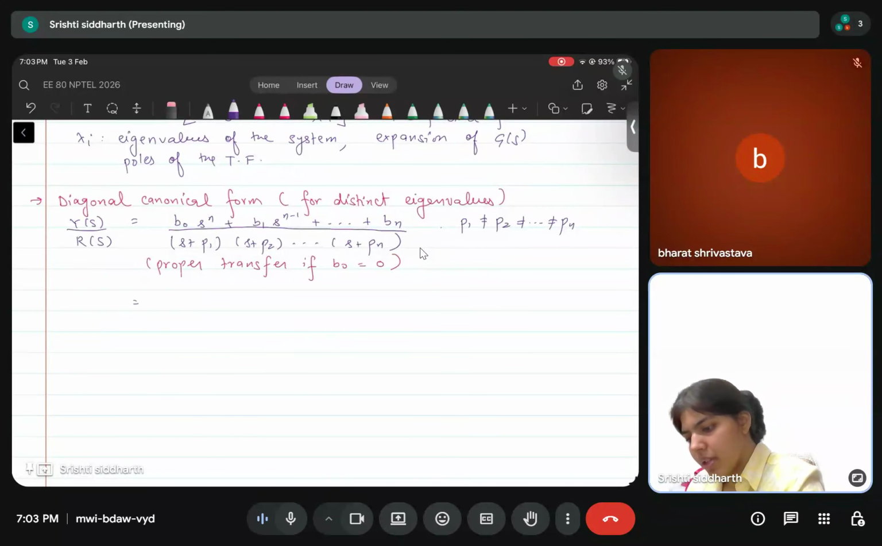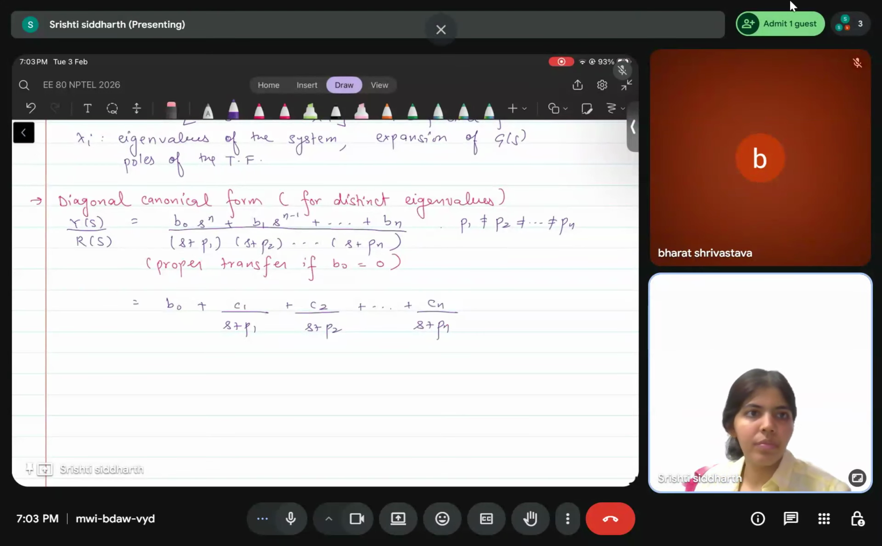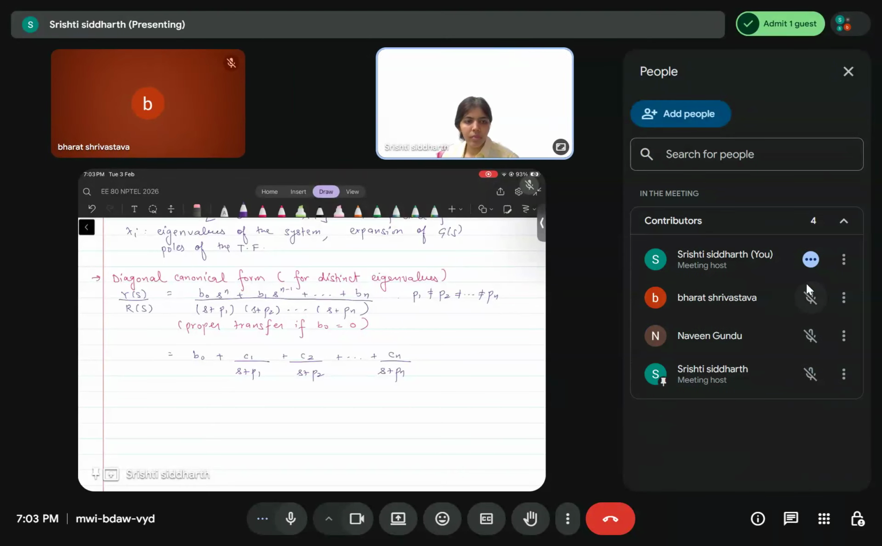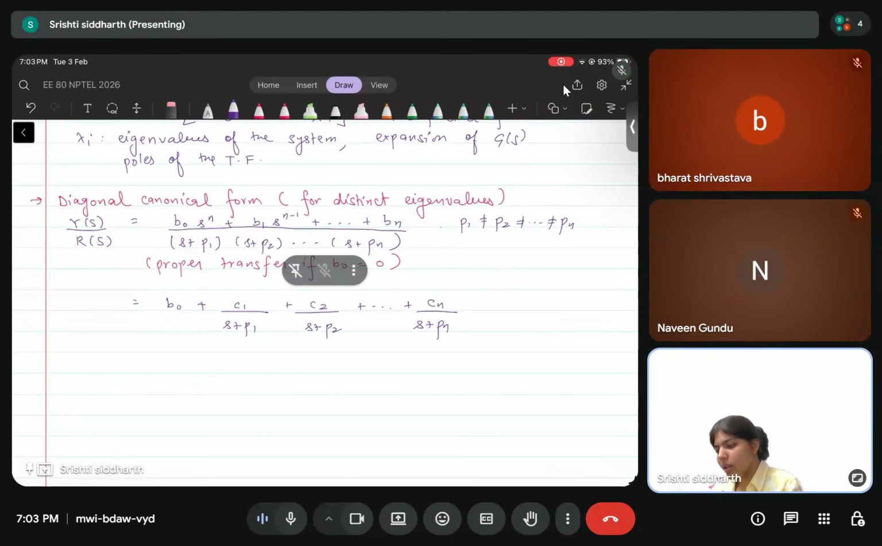So you can write down this transfer function as b0 plus c1 over s plus p1, plus c2 over s plus p2, up to cn over s plus pn. Alright, so we've already discussed how to compute these coefficients c1 to cn. We already know if b0 is 0 or not.